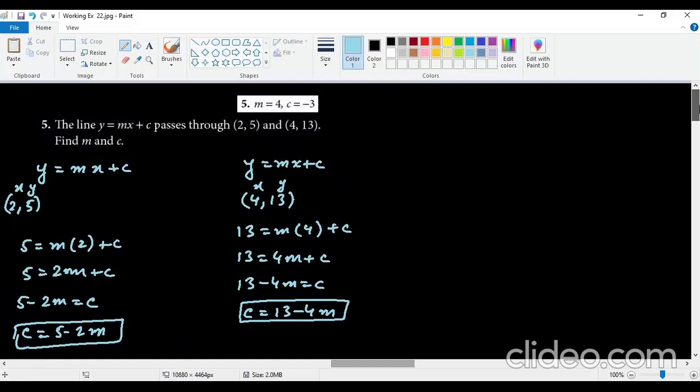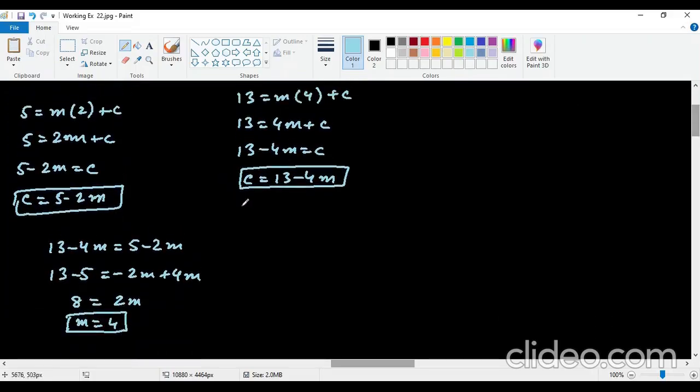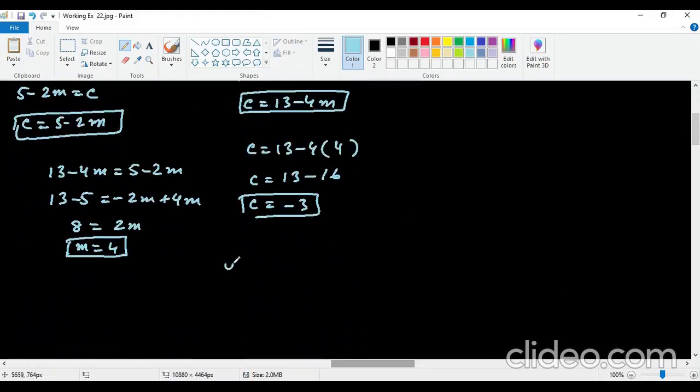Now we'll find out the value of c. We know the value of c is 13 minus 4m, and the value of m we just found out is 4. So 4 times 4 is 16, c equals 13 minus 16, which is going to give us c equals negative 3. Ultimately, the equation we know very well is y equals mx plus c. C value is negative 3, m is 4, so y equals 4x minus 3. So this is going to be our required equation.